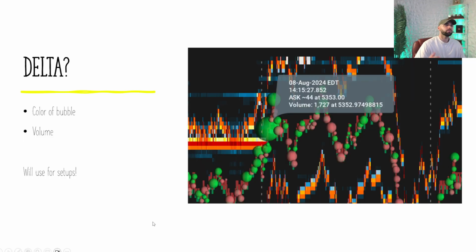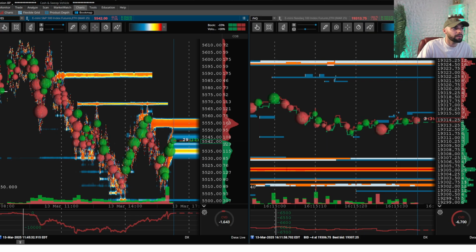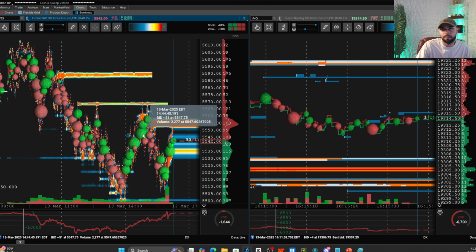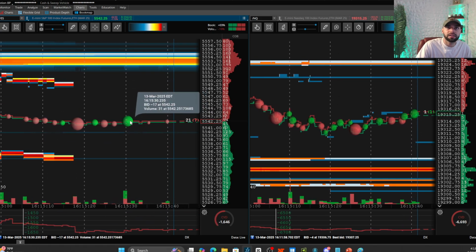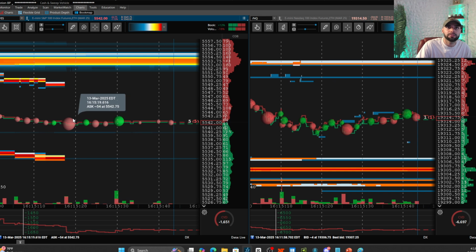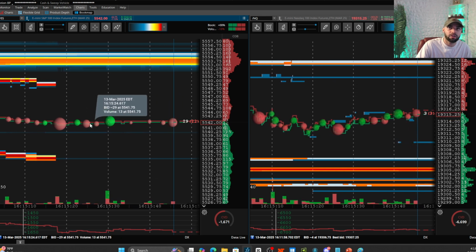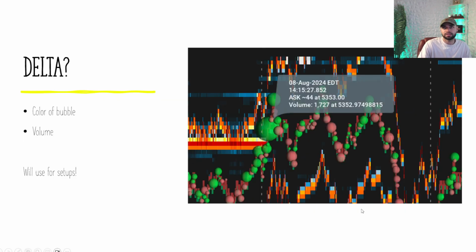Now the footprint charts have the delta, but Bookmap is a little different. If you actually hover over the Bookmap bubbles, you'll get the volume of that bubble. Let's zoom in a lot here. You'll get the volume of the bubble, right? If it's green, it'll give you the bid. If it's red, it'll give you the ask, and you just get the volume. So you don't get the overall delta like the footprint chart gives you, but it's still pretty cool.